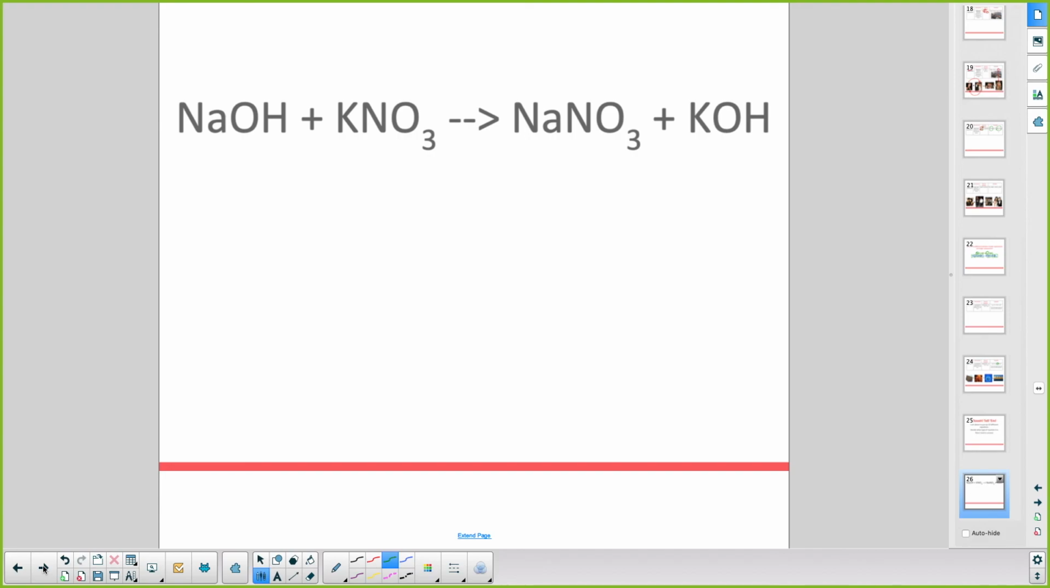Is it double replacement? Yes, good job. How'd you know it was double replacement? Because they traded and no one was left alone. Yes, they traded and nobody was left alone.